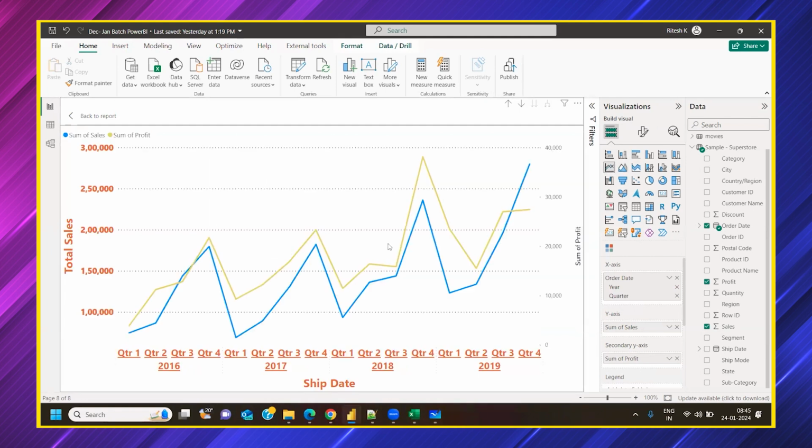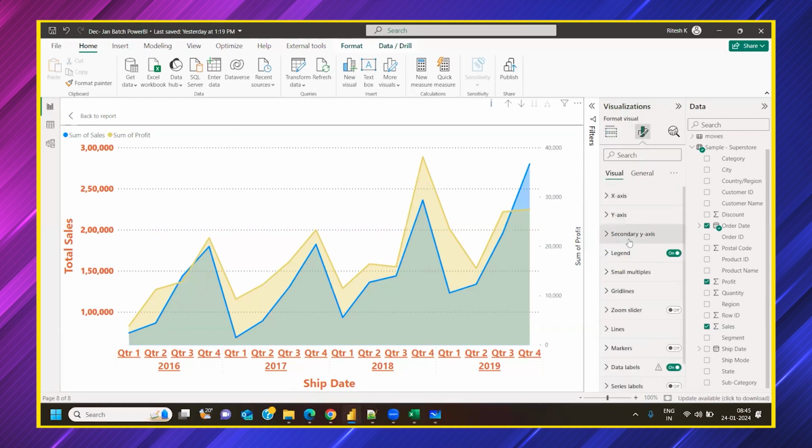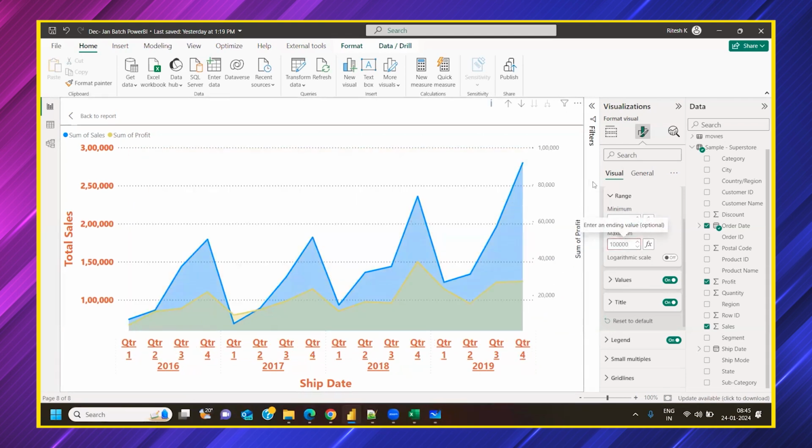In case of a line chart, we can assume that we are comparing the axis, but this is covering a complete area. No, this is not right. Always make sure, if you're using an area chart, to go to your format visual and use the axis which is less than the area axis or the sales axis. I'll start it from 0, or probably, what is the minimum profit? It's 3,000. I'll start it from 1,000. I'll end it at 1 lakh. See, this is the right approach.